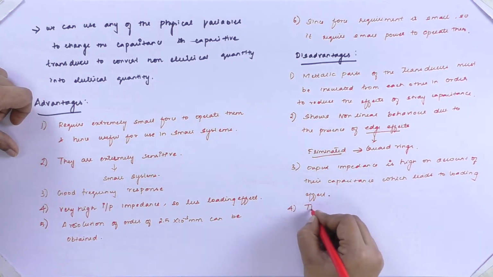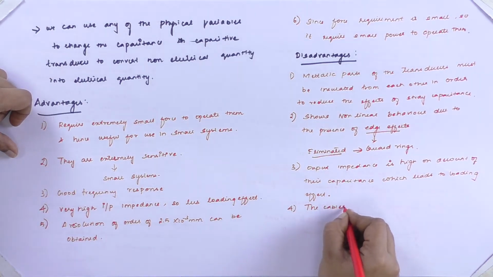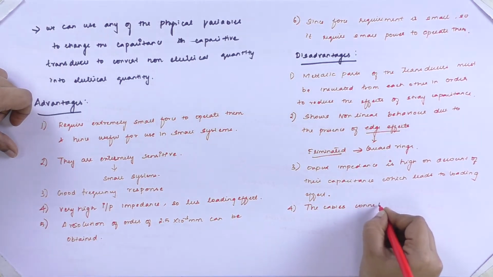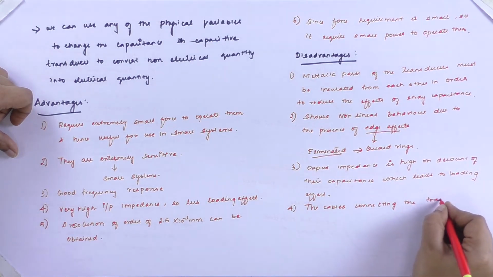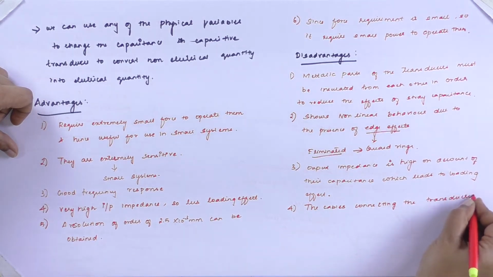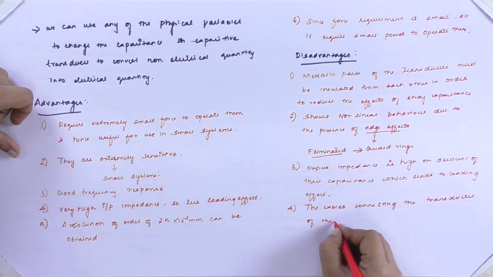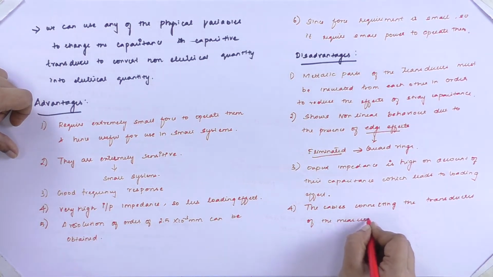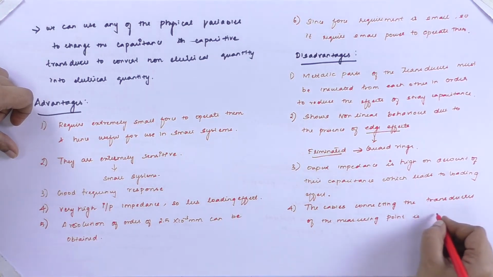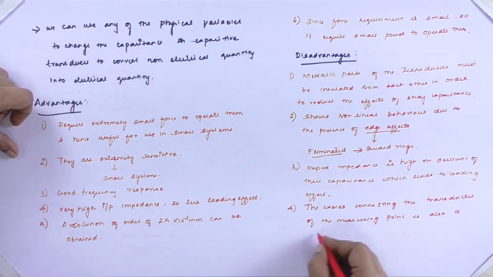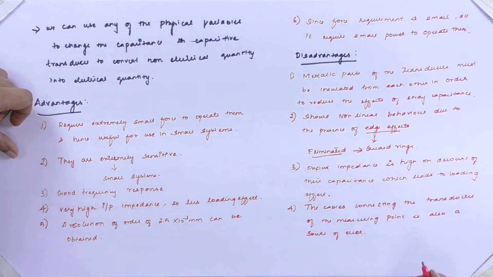Fourth one, the cables connecting the transducers of the measuring point is also a source of error in case of capacitive transducers.